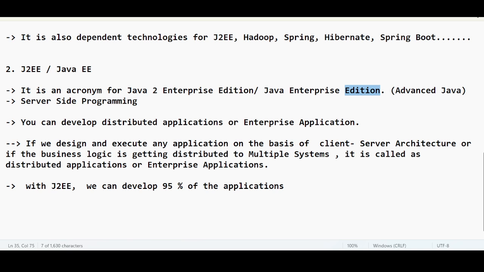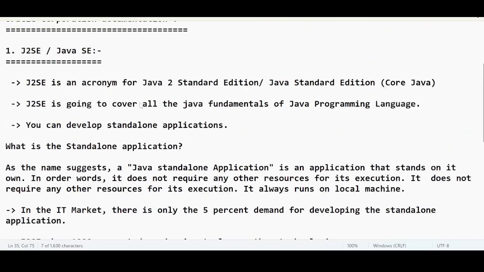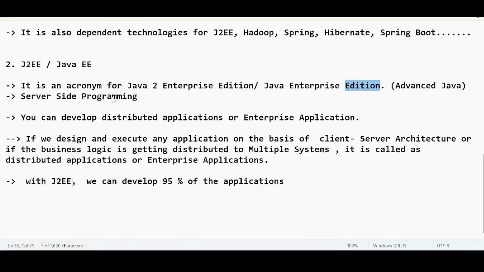And we have one more thing, no? What is that one more thing? There is something like J2ME. Okay, this is not going to take much time. J2ME, or you can say Java ME. Okay, Java ME is literally an acronym for Java 2 Micro Edition.